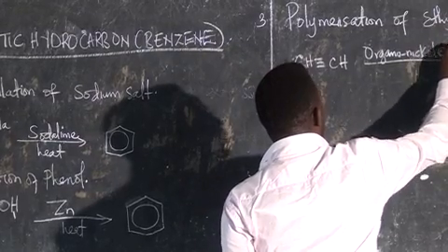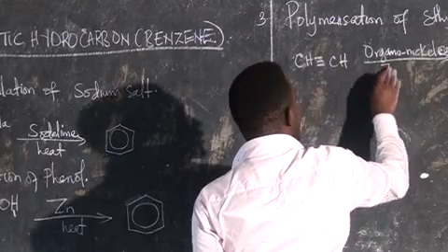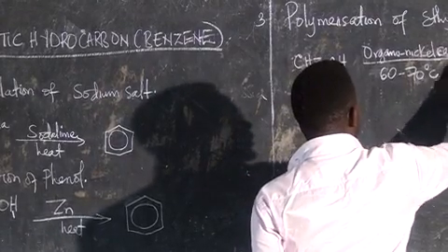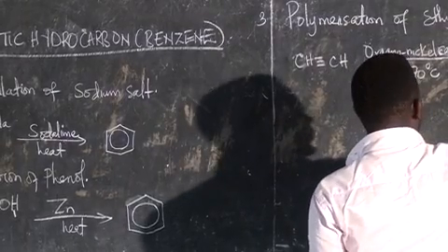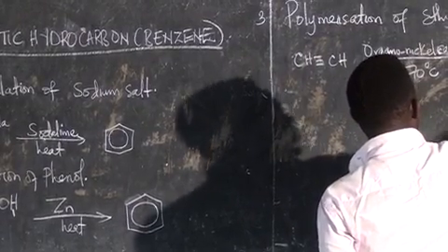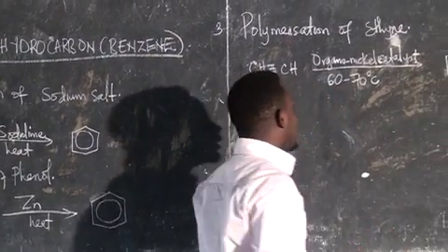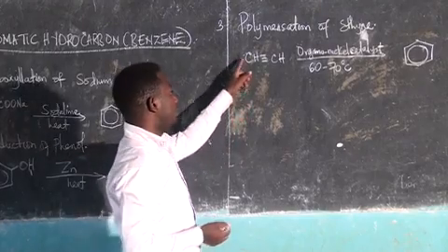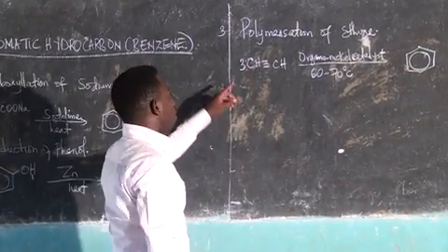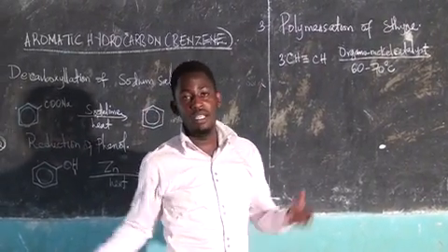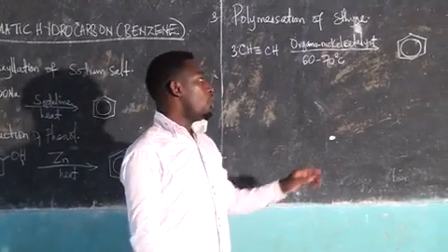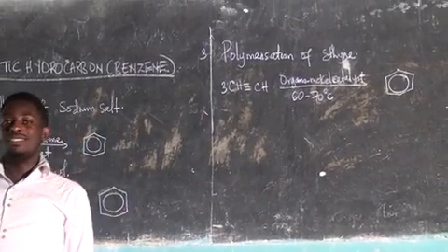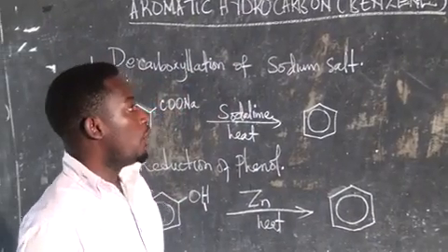So we are using organonickel catalyst at 60 to 70 degrees Celsius. This leads to the formation of benzene. It is more like polymerization. So in this case, in fact, I might need 3 molecules of ethyne. I combine them together to form 1 molecule of benzene. So those are some of the ways in which we can prepare benzene.